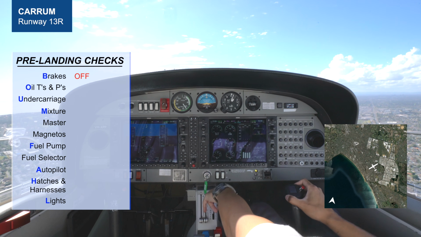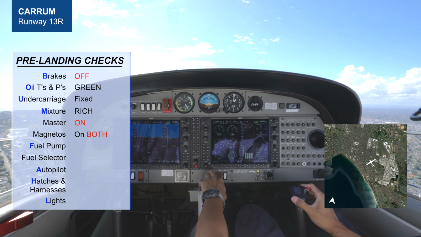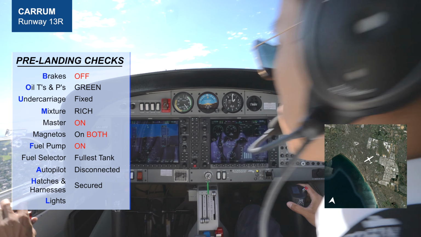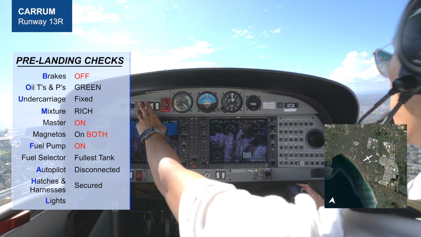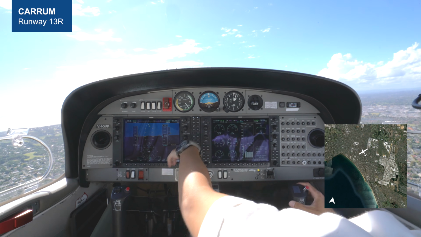Brakes off. Rotate speed in the green, undercarriage, mixture. Master, fuel pump on, fullest tank, autopilot disconnect. Instruments, no door warning, and my seatbelt's all good. Lights on, pre-landing checks complete. Landing clearance received, we're clear to land.